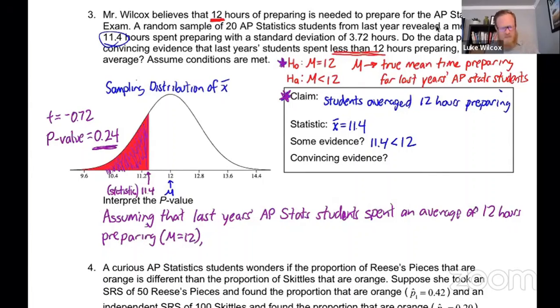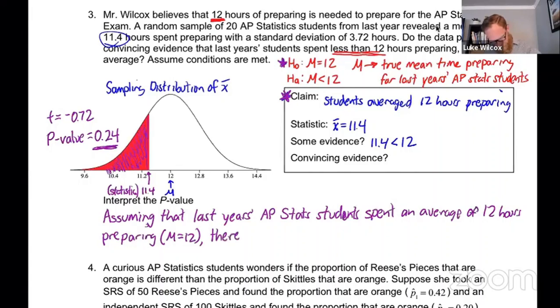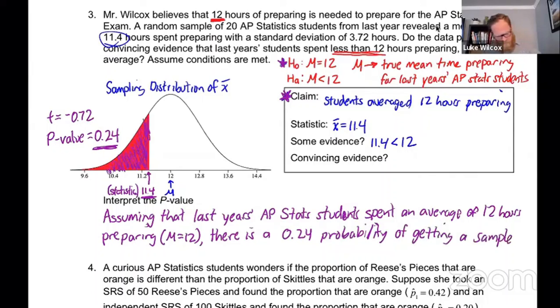Now let's get to the interpretation of the p-value. There is a 0.24 probability. And now let's look at our picture. Look at the shaded region that we have there, which we know is our statistic of 11.4 or lower. So let's put that into words. There is a 0.24 probability of getting a sample mean of X bar equals 11.4 hours or less, right? Because we're going to the left here, that's important, purely by chance.